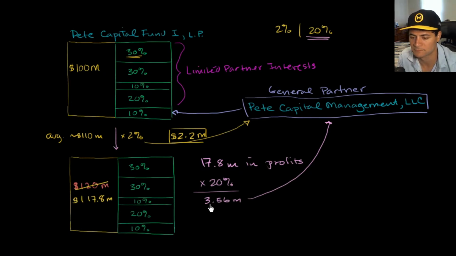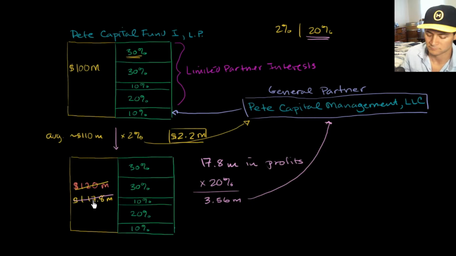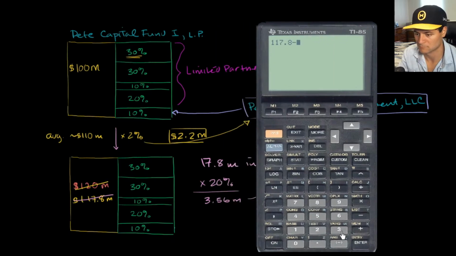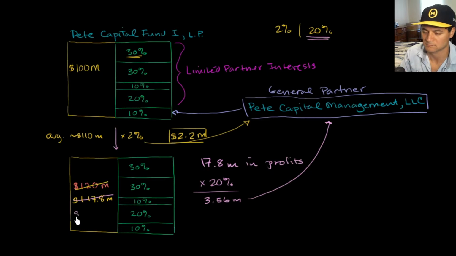8, we're going to have to subtract 3.56 from that for Pete Capital Management. So what's left in the fund is going to be, and he could leave it in there to reinvest, but that would just increase his share. But let's say Pete Capital Management takes it out, so we'll be left with 117.8 minus 3.56, right? Minus 3.56 gives us 114.24.